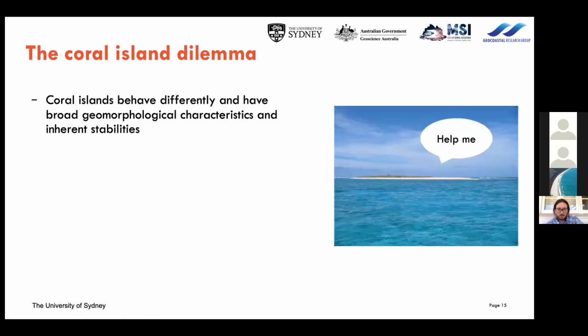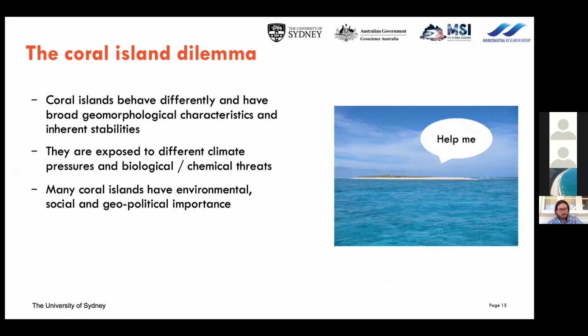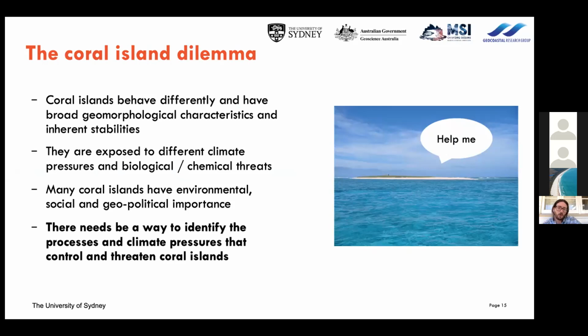Okay, so the dilemma. We know that the islands are very different and their geomorphic characteristics are different, and they might have inherent stability differences if they're vegetated or not, etc. And they're also exposed to different climate pressures. And we obviously know that they're important. So we need to find a way to identify the processes that may dictate the instability or vulnerability of an island and also characterize the pressures that might be put on different locations.